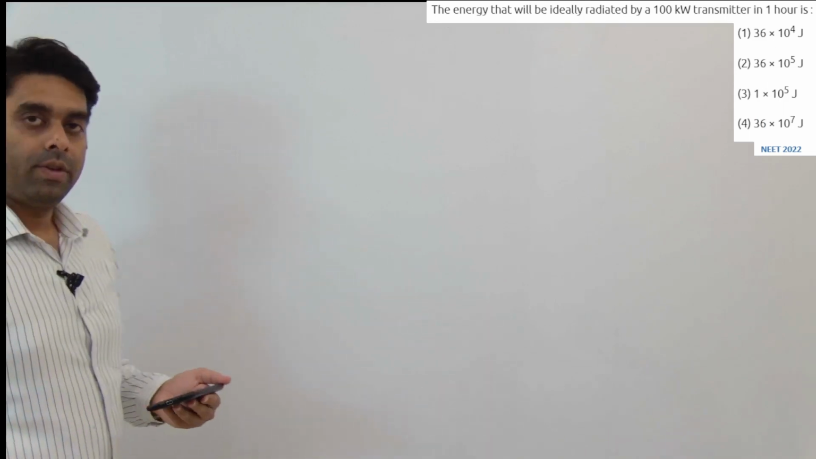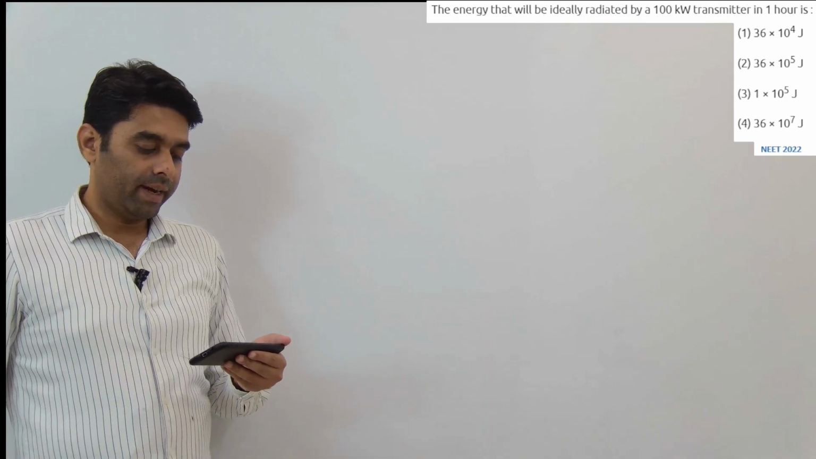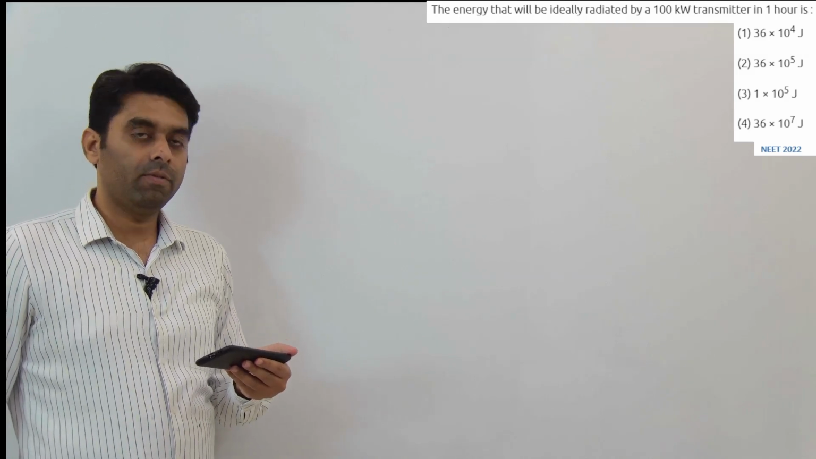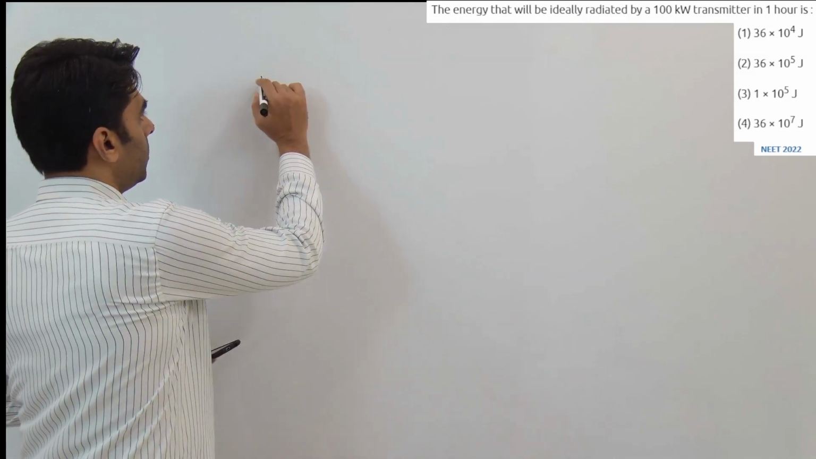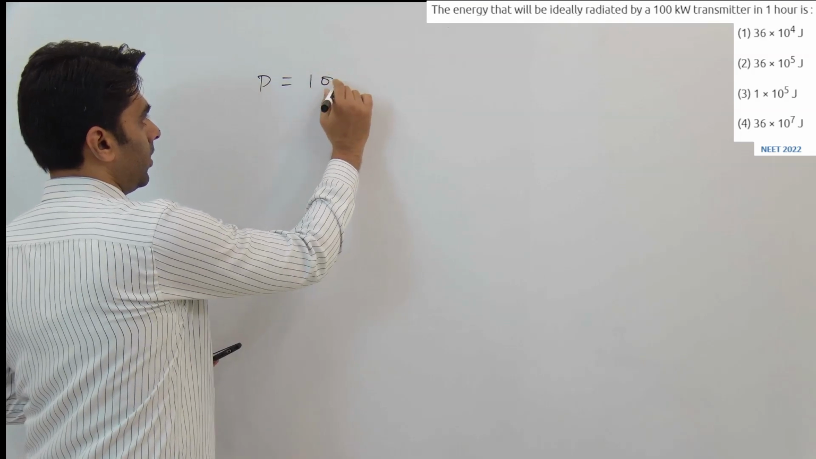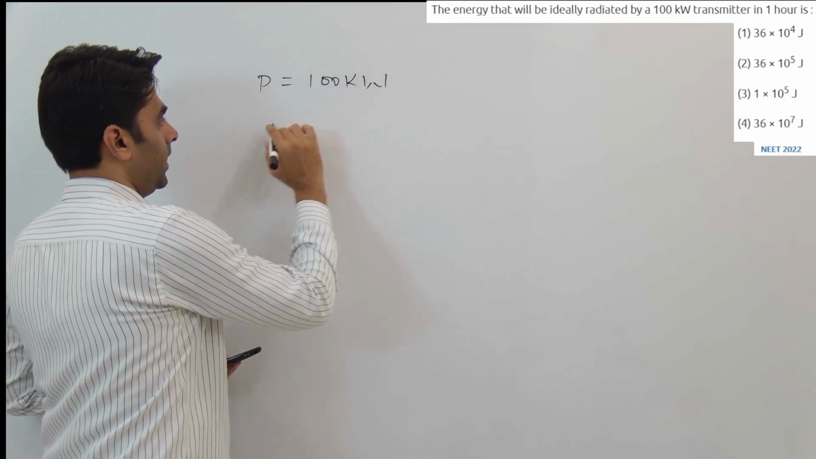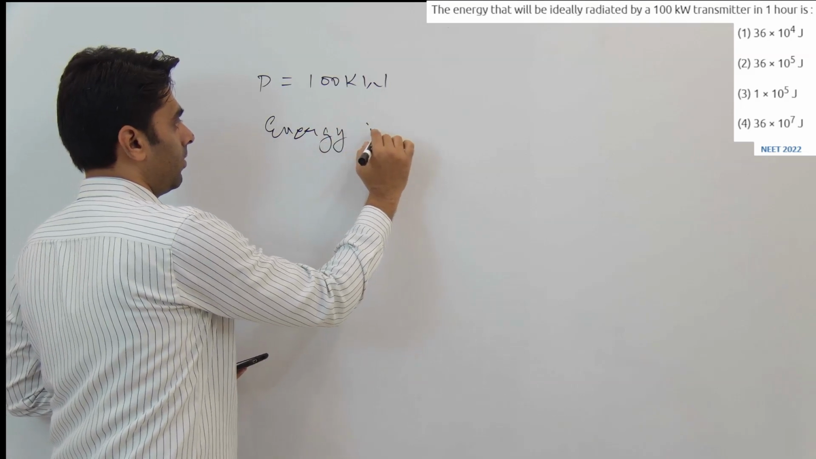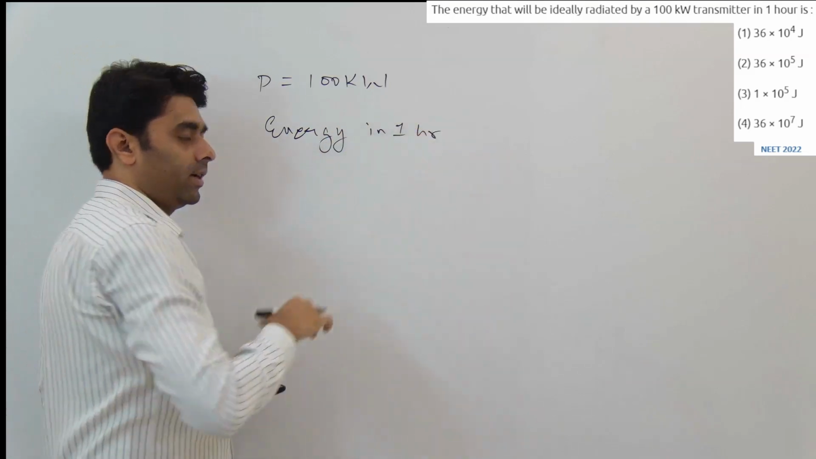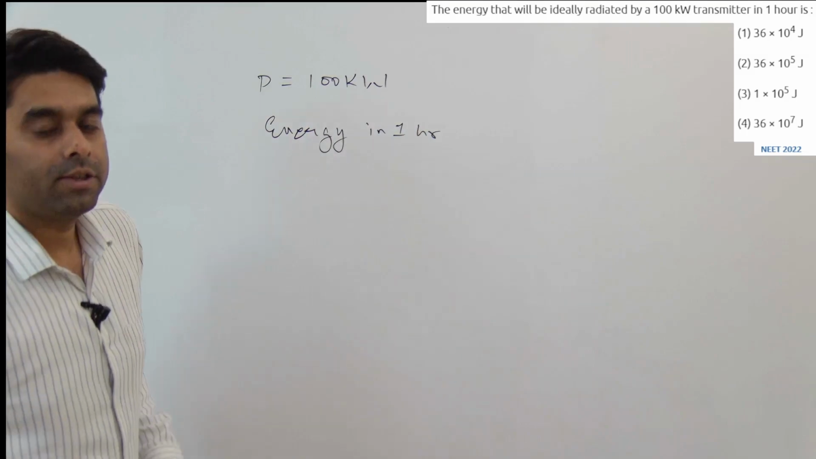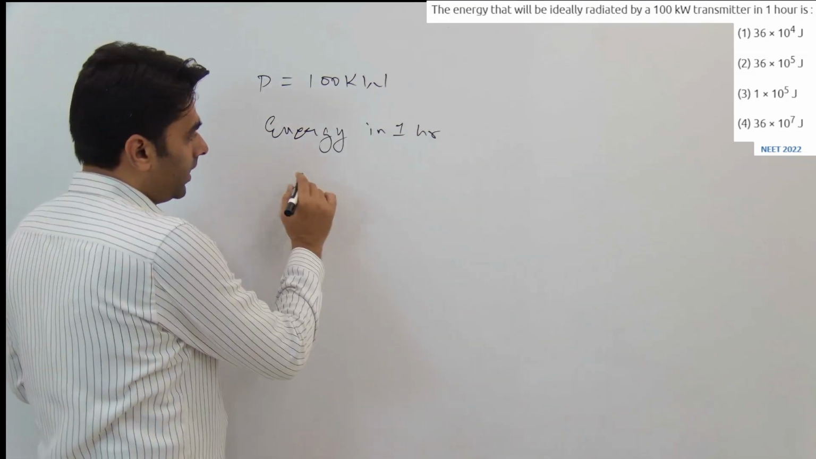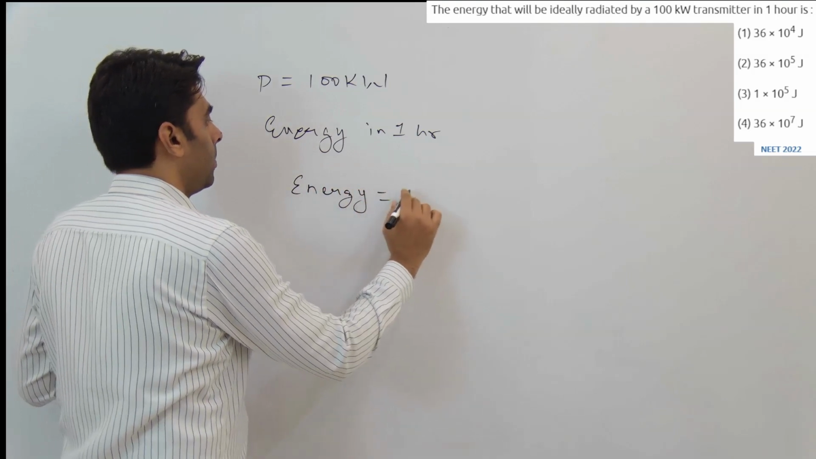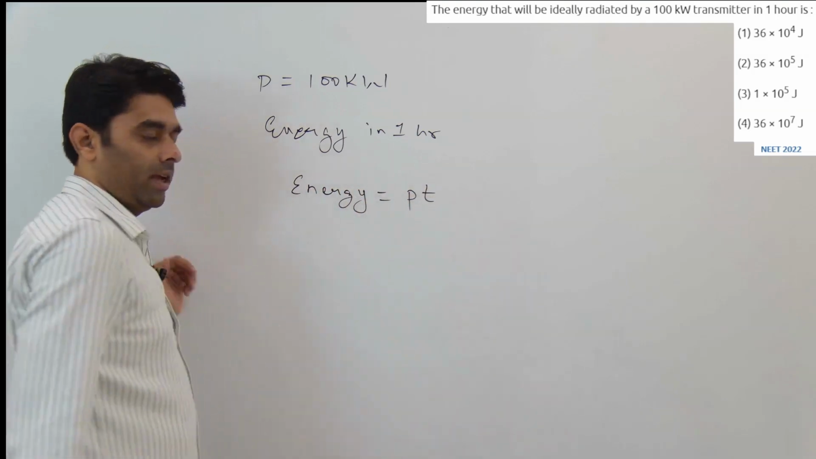Next question says the energy that will be ideally radiated by a 100 kilowatt transmitter in 1 hour is. So the power of the transmitter is 100 kilowatt, and they are asking us the energy in 1 hour. What is energy in terms of power? What can we write down? Energy is basically power into time.